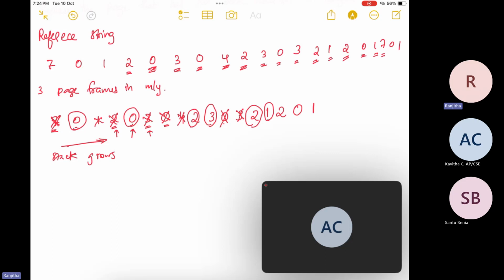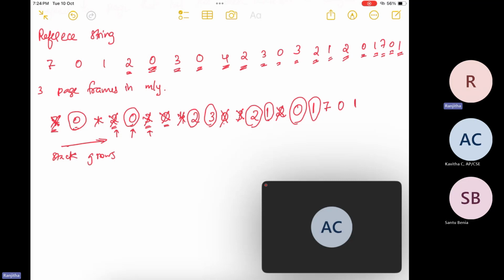Now when 7 is referred, we don't have 7, so it's a page fault. We have to replace 2 and bring in 7. Now when 0 is used, just bring 0 to the front of the stack, and when 1 is referred, just bring it as well. So this is the LRU, least recently used algorithm. We have to keep track of which is the oldest access and then replace that particular page. This is one way I tried; it could be done using a stack or any other approach as well.